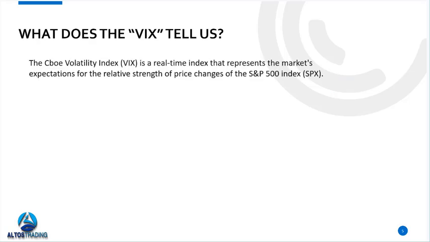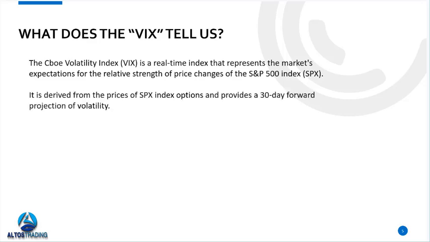Well, again, it is a real-time index. So if you pull up a chart of the VIX during regular market hours, you're going to see that the price of the VIX is of course fluctuating just like it does with any other security. And what it does is it represents the market's expectations for the relative strength of price changes of the S&P 500. And although it's directly correlated to the S&P, we know that markets are highly correlated. Major indices like the NASDAQ and the Dow are highly correlated. So it can also give us good information across the broader markets.